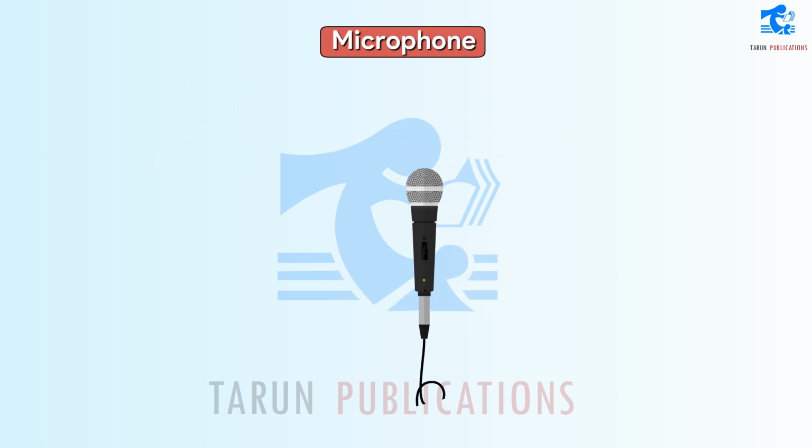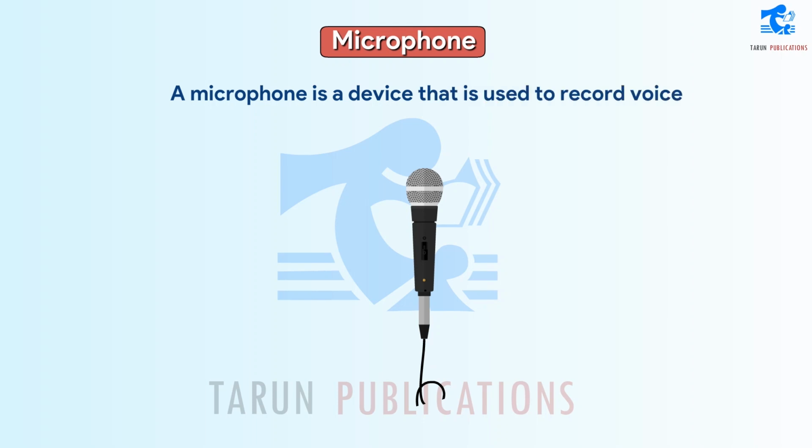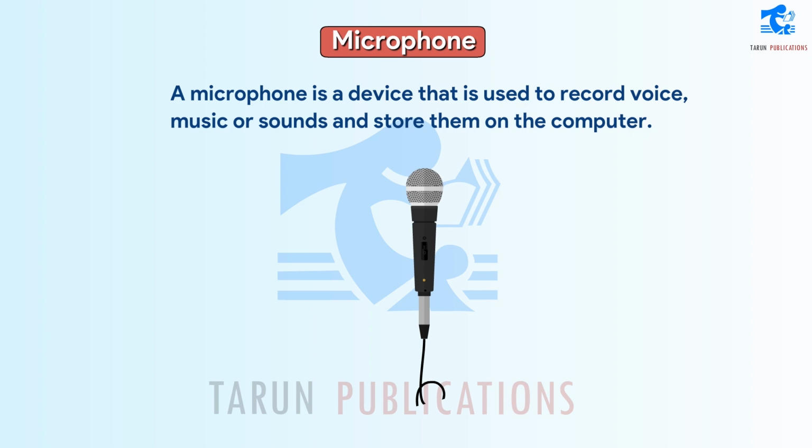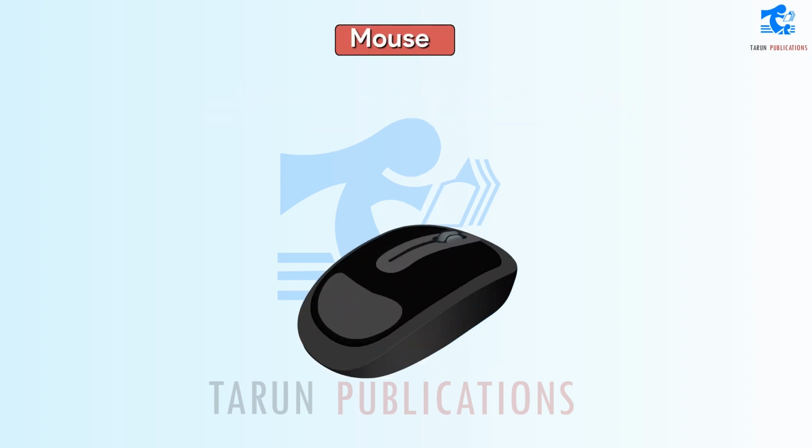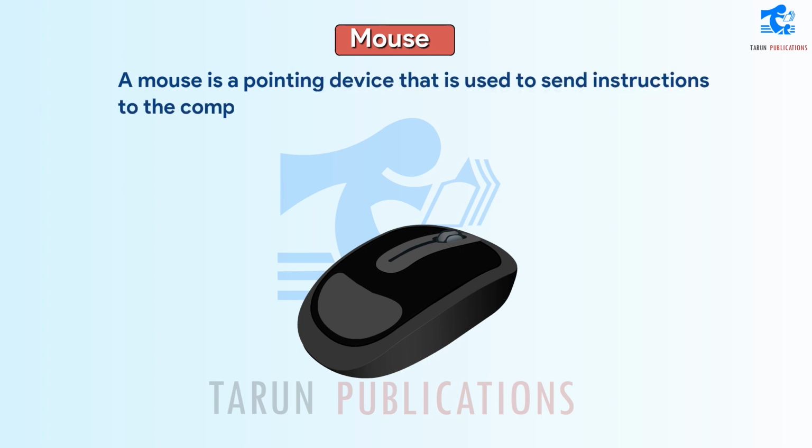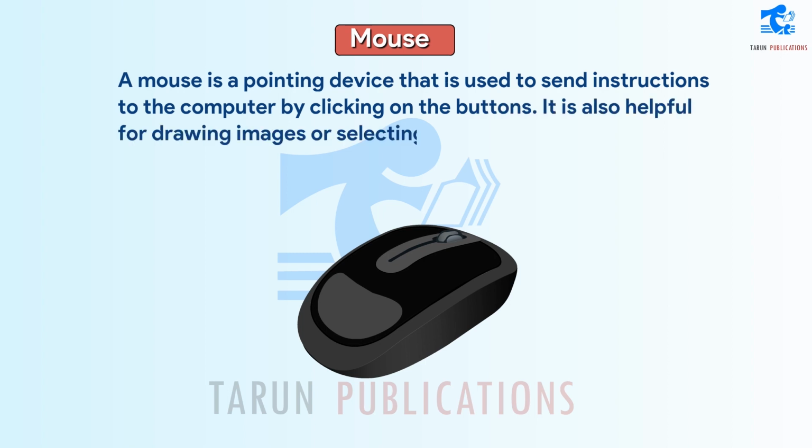Microphone. A microphone is a device that is used to record voice, music or sounds and store them on the computer. Mouse. A mouse is a pointing device that is used to send instructions to the computer by clicking on the buttons. It is also helpful for drawing images or selecting icons on the computer.